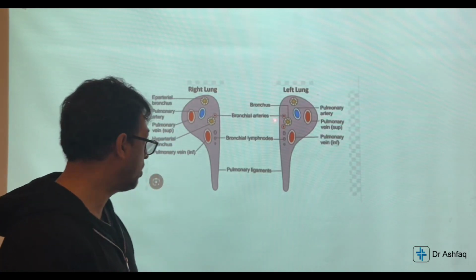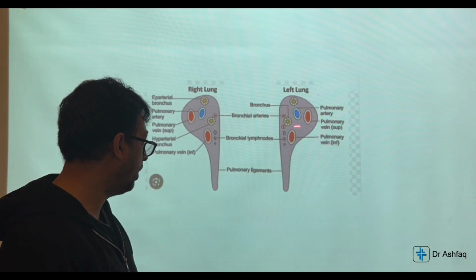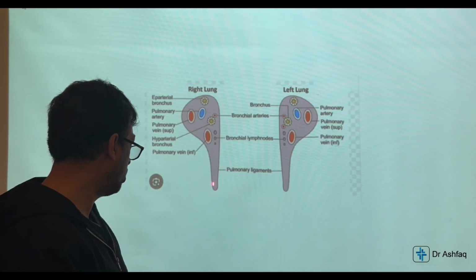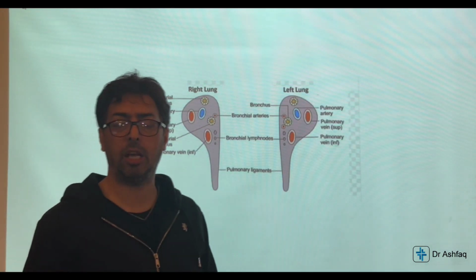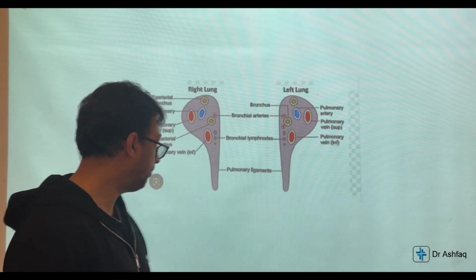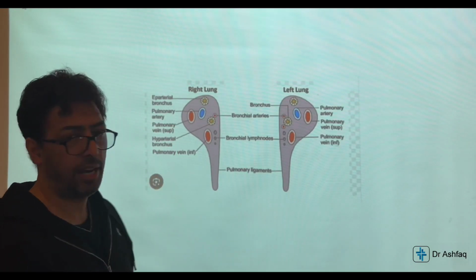It is not broad as it is higher up, it is not increased in length anteroposteriorly. It is just a narrow segment which is given the name pulmonary ligament. So the pulmonary ligament is simply an extension of the pulmonary hilum of the right and the left lung.